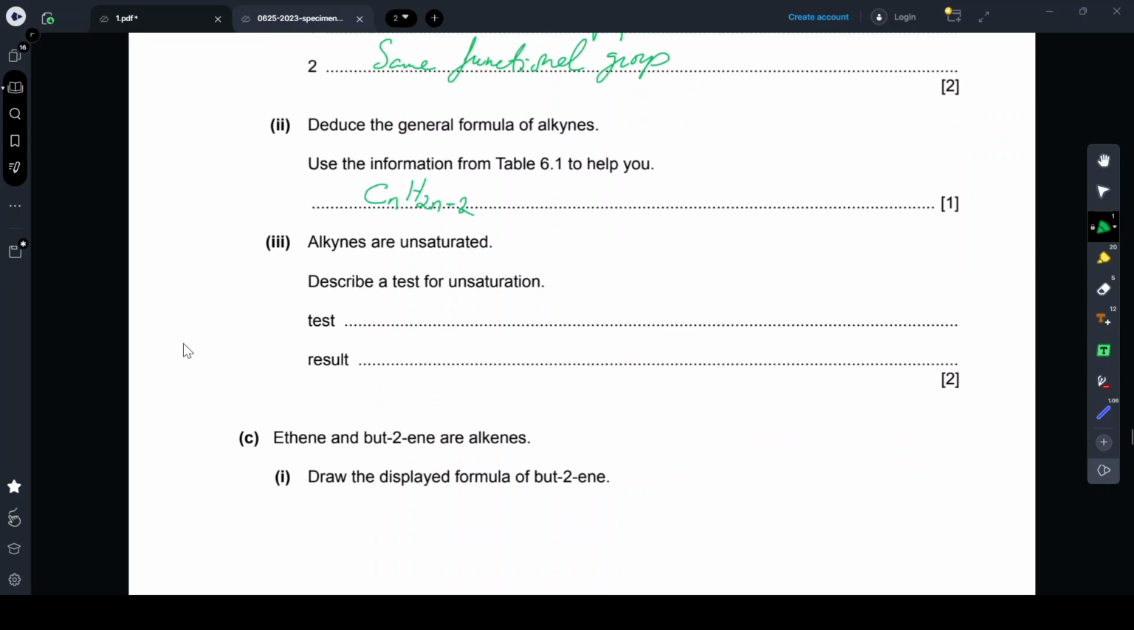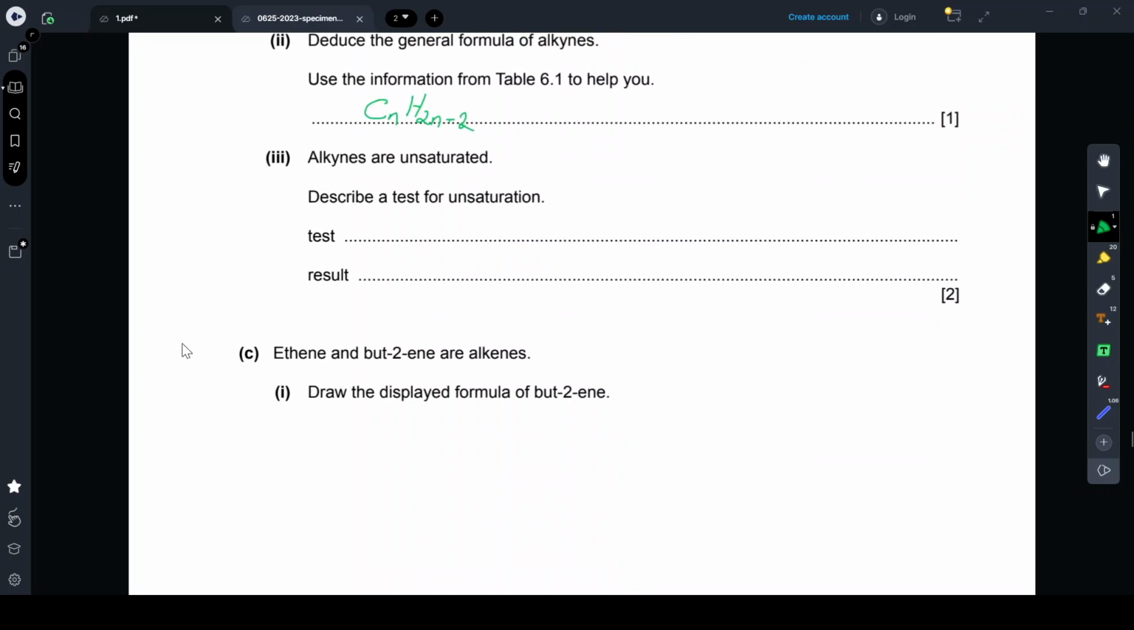Alright, alkynes are unsaturated. Describe a test for unsaturation.